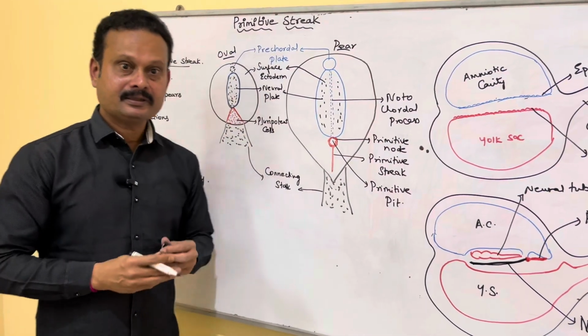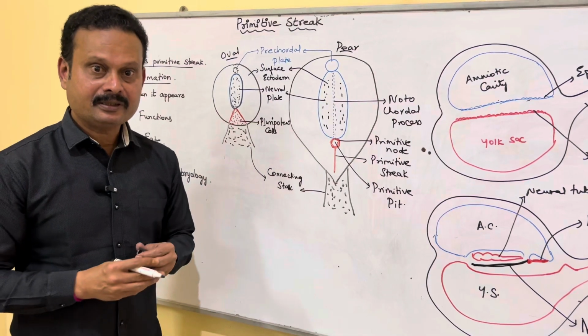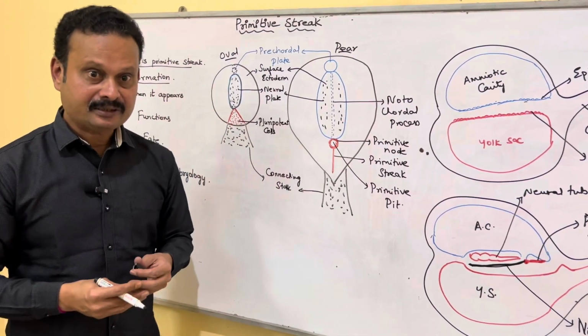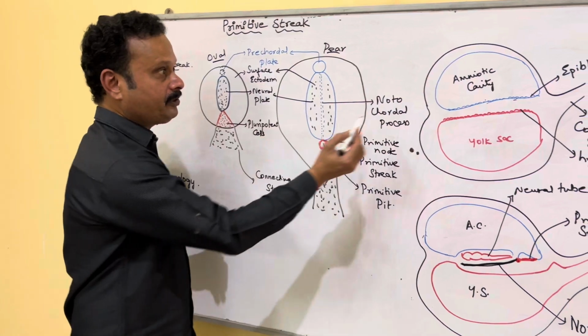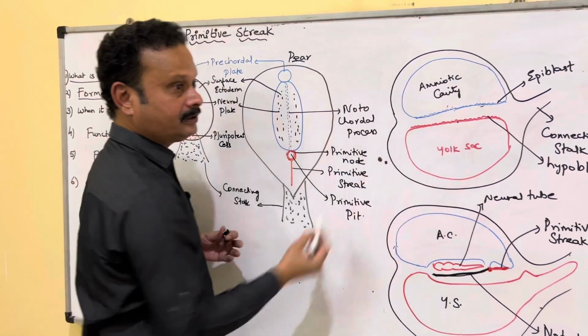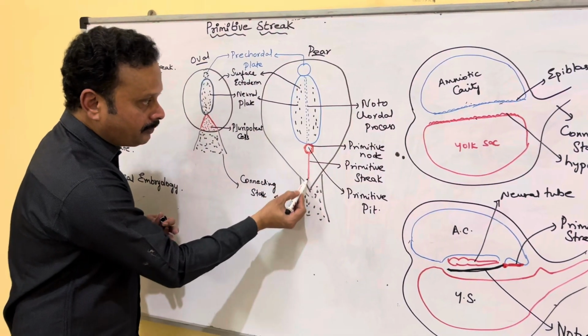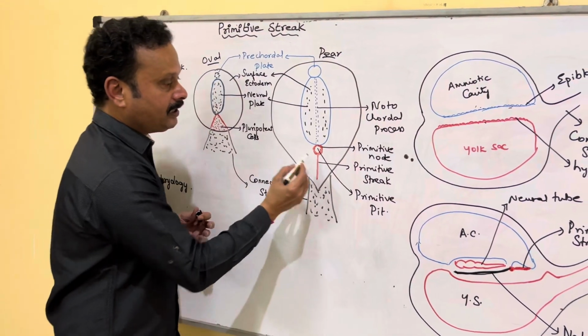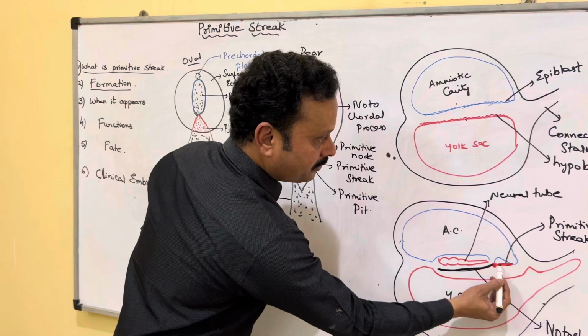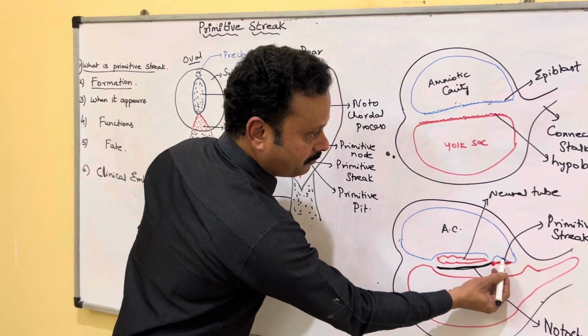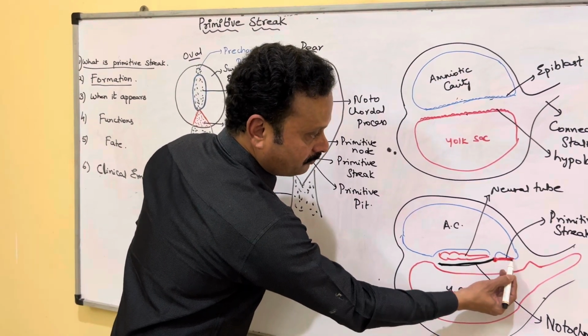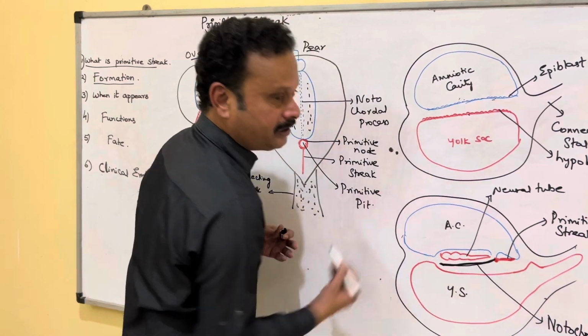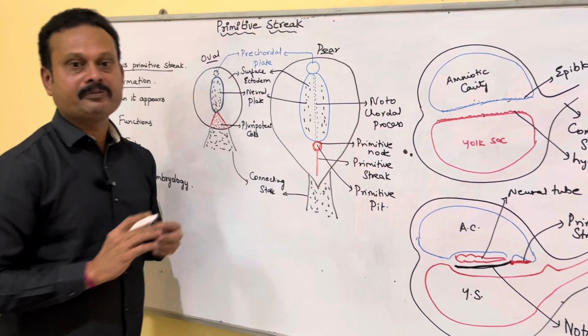They migrate, they proliferate and invaginate between the epiblast and hypoblast into a linear opacity or linear streak-like structure, and that is called the primitive streak. Is it clear now? So from this epiblast, this is proliferating caudocranially to form the primitive streak.